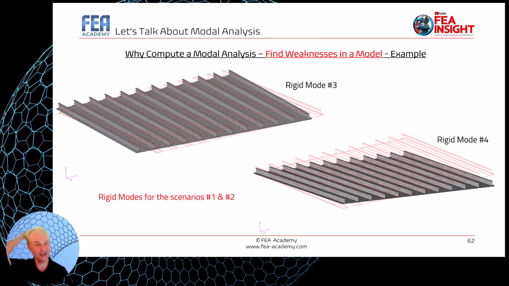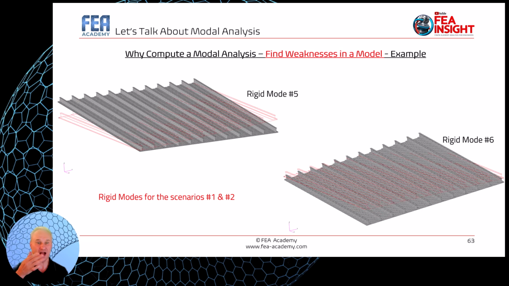Again, here still mode 3, mode 4, mode 5, mode 6. Rigid mode, perfect. If I look only at that, I say the model scenario 1 and the model scenario 2 are correct. I have no problem. But it's not the case. You have to continue the investigation. You don't have to look only at the rigid modes. You have to look at the flexible modes from mode 7.